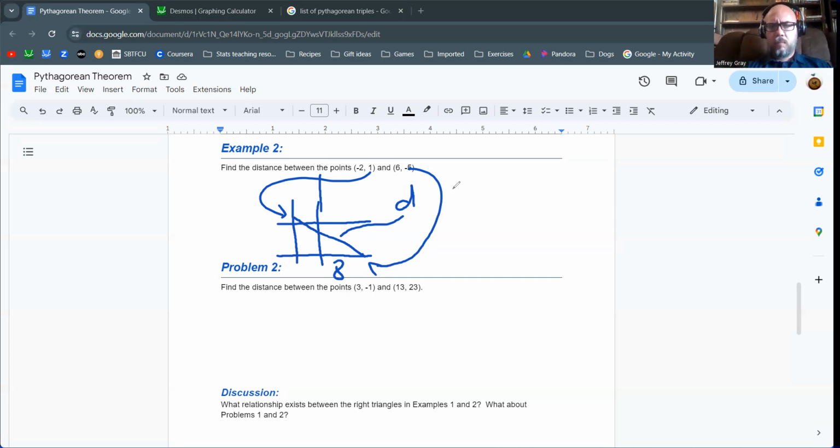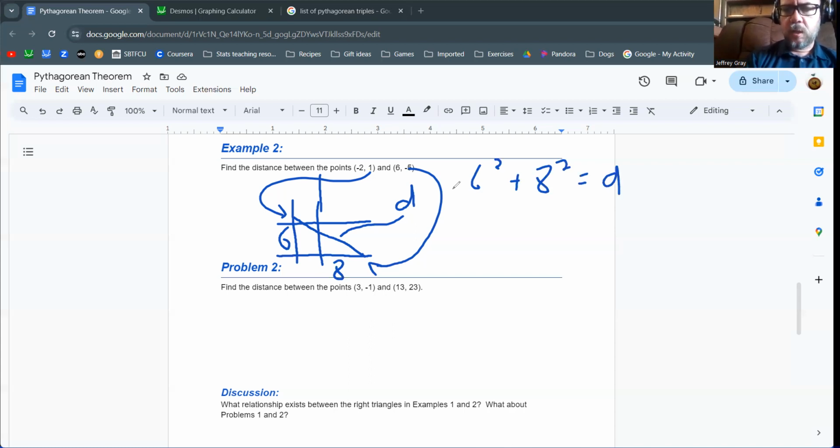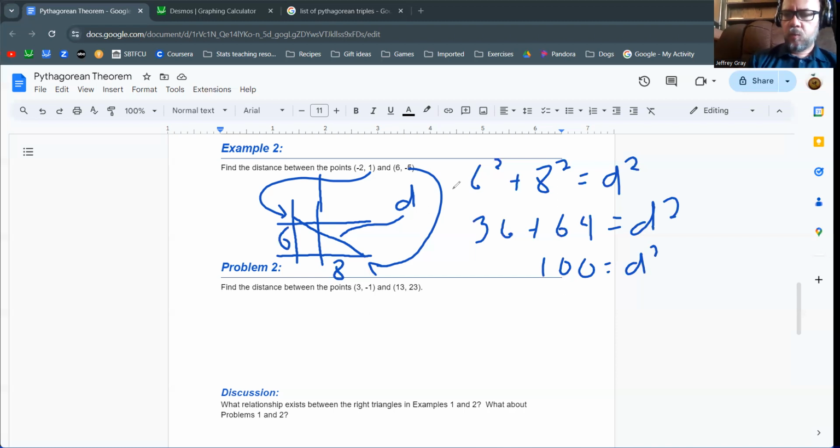And then the other one, we've got 1 and -5, and how far apart are those? Those are 6 apart. So this leg over here is 6. So what I really have here is that 6 squared plus 8 squared equals D squared. So that's 36 plus 64 equals D squared. And so that's 100 equals D squared, which of course means that D is 10.